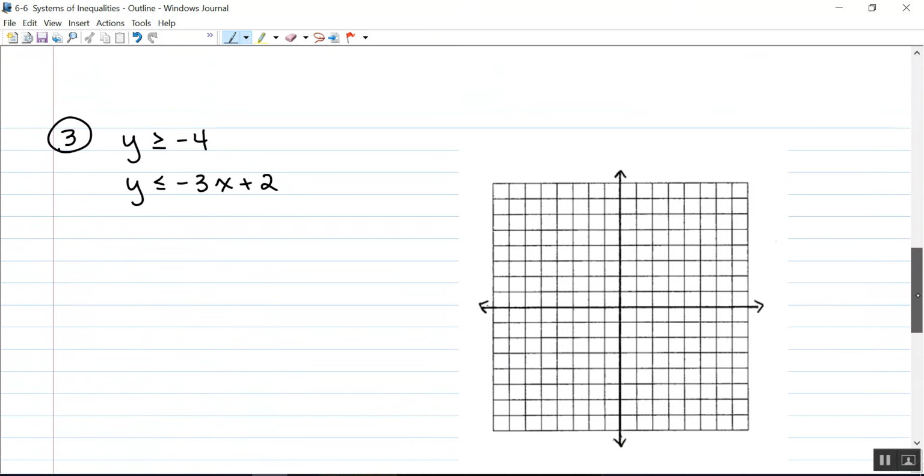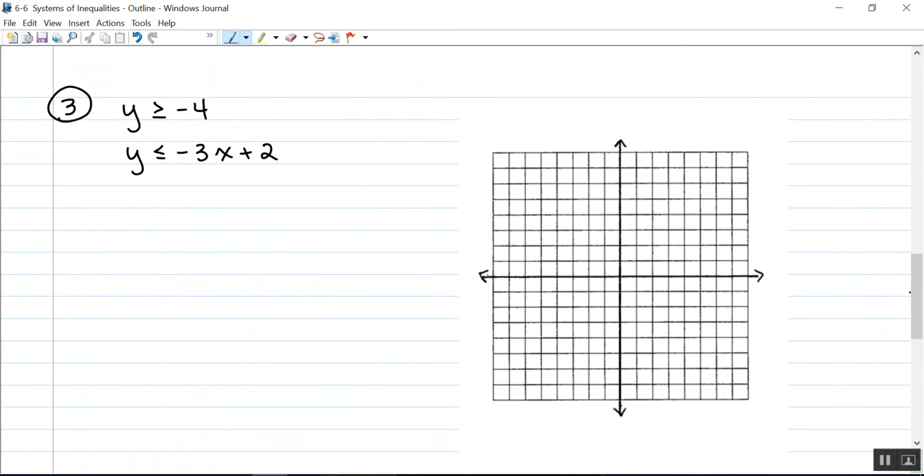Let's take a look at our third example here. These are already written in slope-intercept form, so that's good. So I have the line y is greater than or equal to negative 4. So this is going to be solid, and it's going to be above. And what's unique about this line is notice it doesn't have an x in it. So this is going to be a horizontal line through negative 4 on the y-axis.